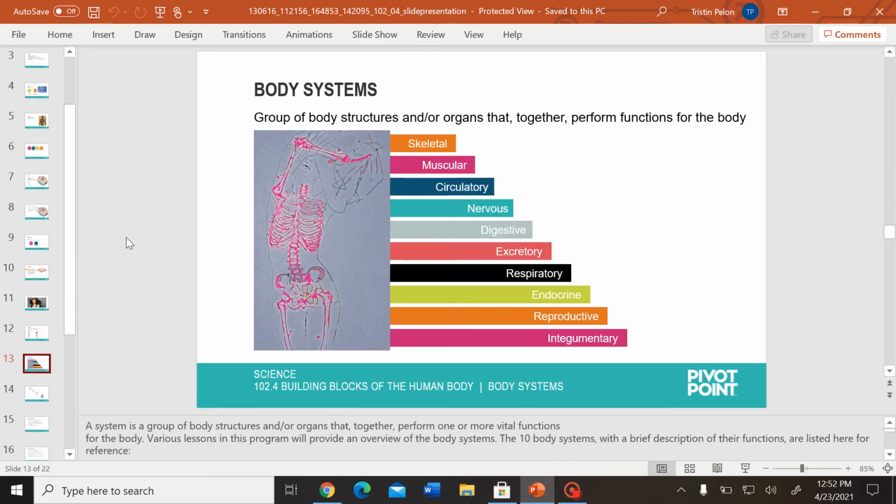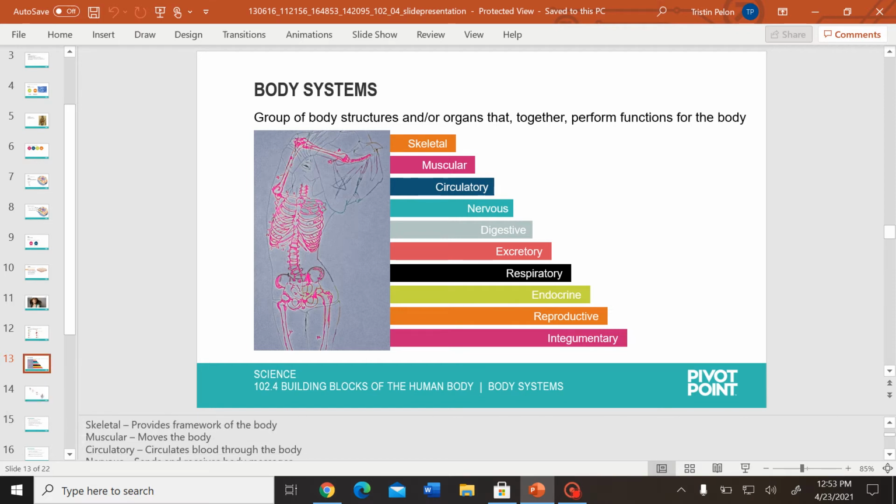A system is a group of body structures and or organs that together perform one or more vital functions for the body. So we focus on many of these areas throughout the theory work, okay? We're not going to go too far into it here. However, we have skeletal, muscular, circulatory, nervous, digestive, excretory, respiratory, endocrine, reproductive, and integumentary.